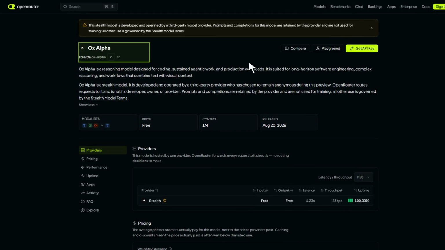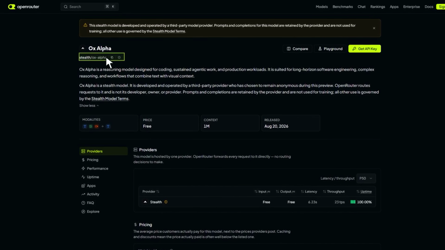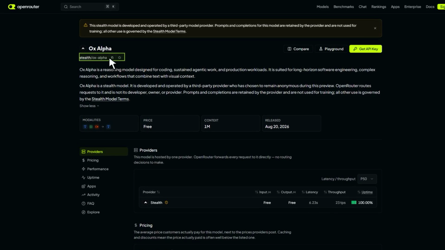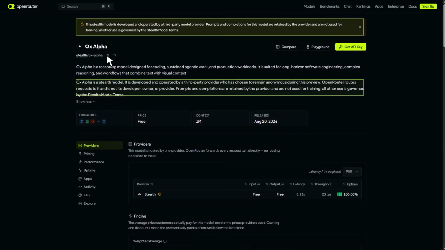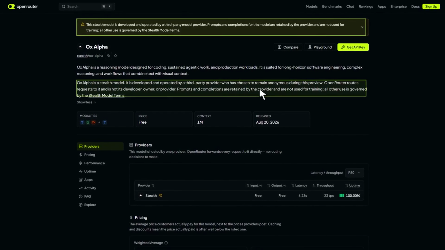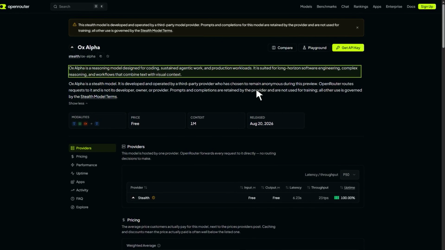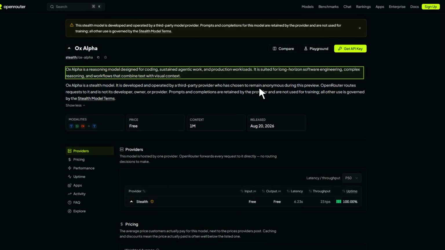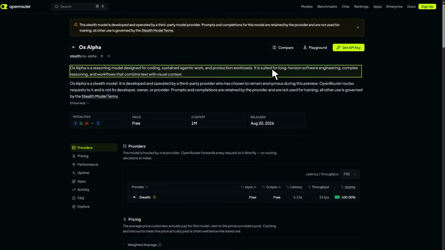Okay, now let's take a closer look at the exact model behind these decisions, OX Alpha, listed on OpenRouter under the slug, still OX Alpha. As you can see, OX Alpha is categorized as a stealth model. That means it's built and operated by a secret provider during its preview phase. What makes this model stand out? Its architecture. It is designed as a high-tier reasoning engine, built for long-horizon agentic workflows, complex problem-solving, and deep code execution.